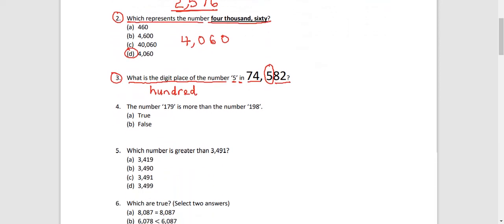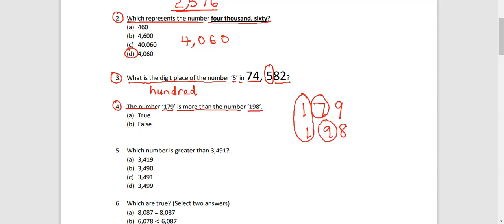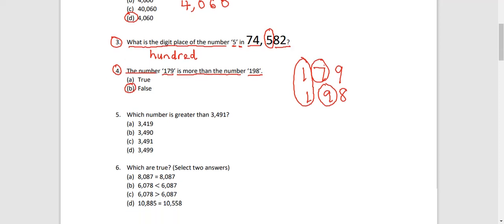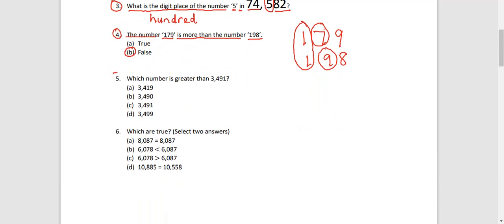Okay. Question 4. The number 179 is more than the number 198. 179, 198. 7 and 9, you can say that 7 is less than 9, not more than 9. Therefore, this statement is false. It's not true.